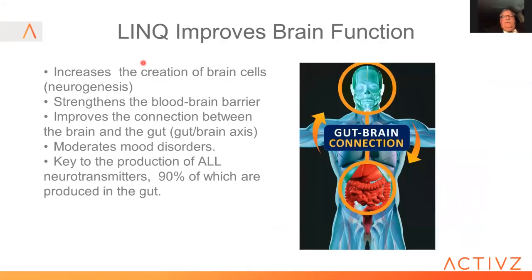So LINQ improves brain function. We know that it increases the creation of brain cells, the neurogenesis. It strengthens the blood-brain barrier. It improves the connection between the brain and the gut, or our gut-brain axis, if you will. And it moderates mood disorders, and key to the production of all neurotransmitters, as I said earlier, 90% of which are produced in the gut.